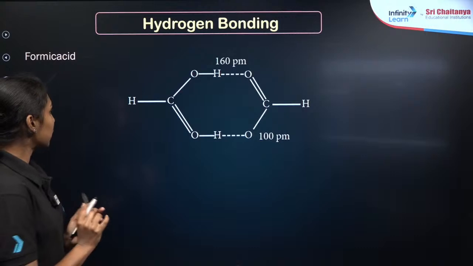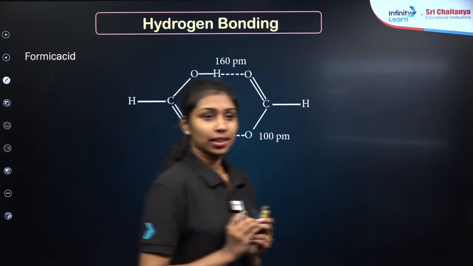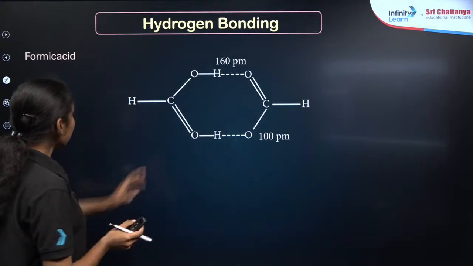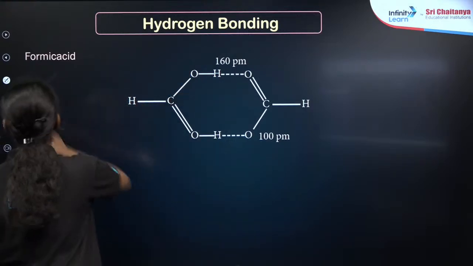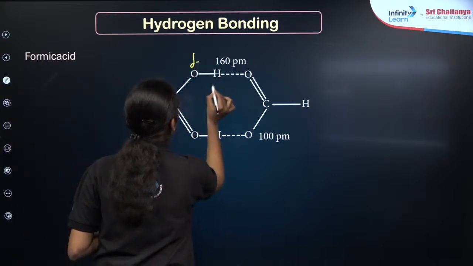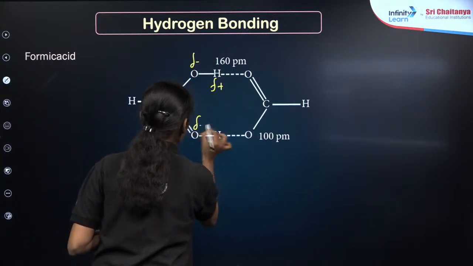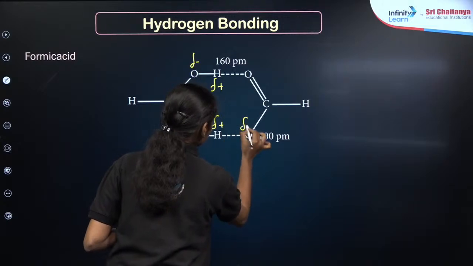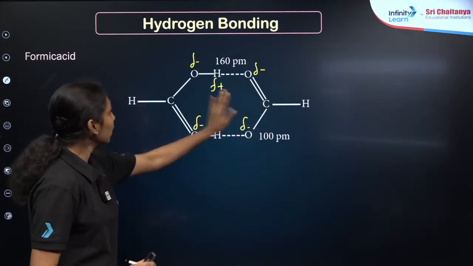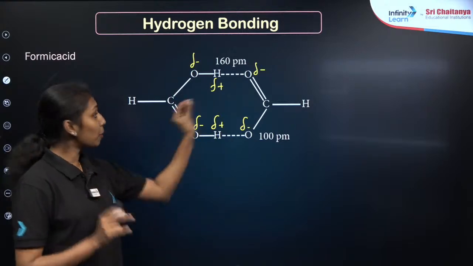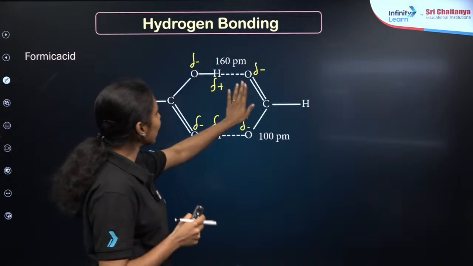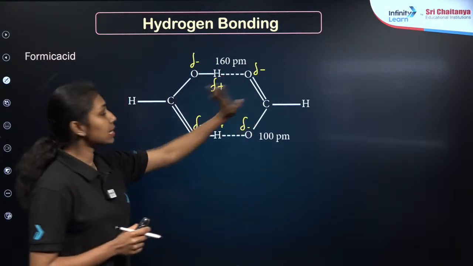Here is another example, that is formic acid, right? Formic acid means HCOOH. So here delta minus and delta plus. Similarly, delta minus, delta plus. So whenever two formic acid molecules come together, due to the electronegativity difference, the partially positive hydrogen atom will combine with the partially negative, highly electronegative oxygen atom to form this hydrogen bonding. Clear?